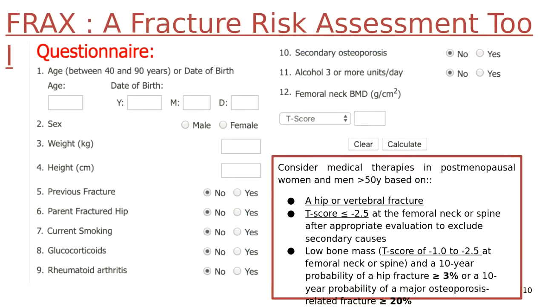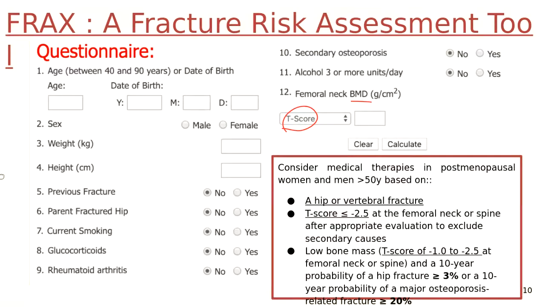So this is FRAX, a fracture risk assessment tool. It calculates the probability of a fracture that will occur in a 10-year span. So it uses age, your sex, your weight, height, and certain risk factors that I mentioned earlier, as well as BMD. This is bone mineral density, and that's a test that is done that calculates a T-score. A normal T-score is from -1 to 1. So if you're less than that, you're at increased risk.